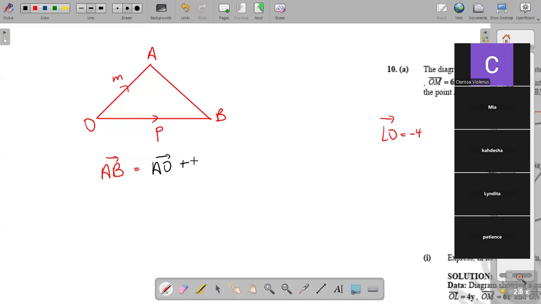AO plus what? OB. Everybody see where it's OB? The O must be in the middle, in the center. OB, it must match. Right or wrong? So the start is A and the end is B. But what do we notice here? Do I have an AO? No, I need to do a negative OA. So there's going to be negative OA plus OB, because we're going in the opposite direction.